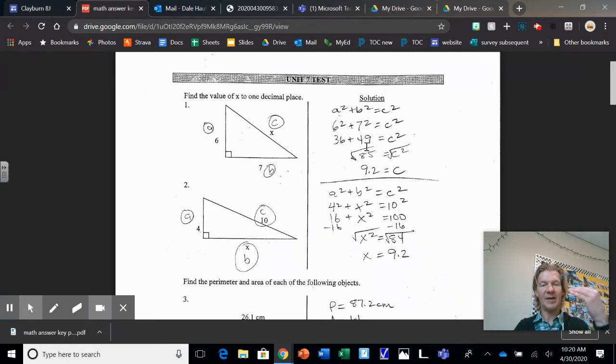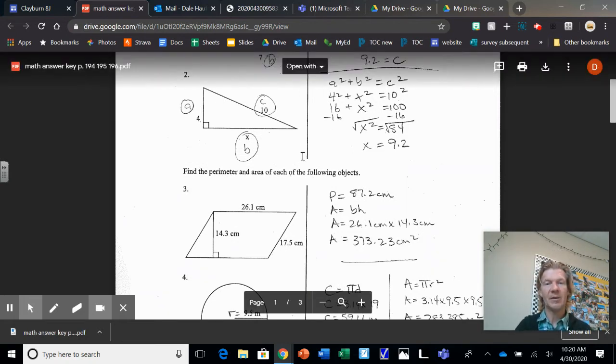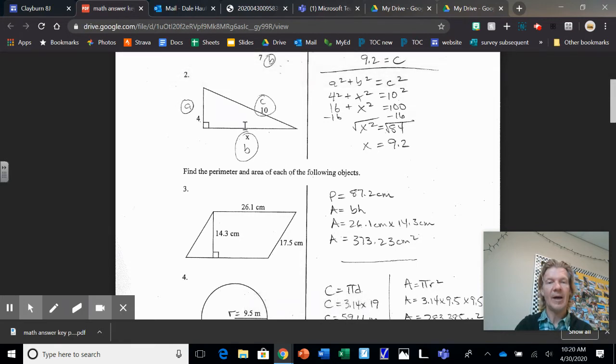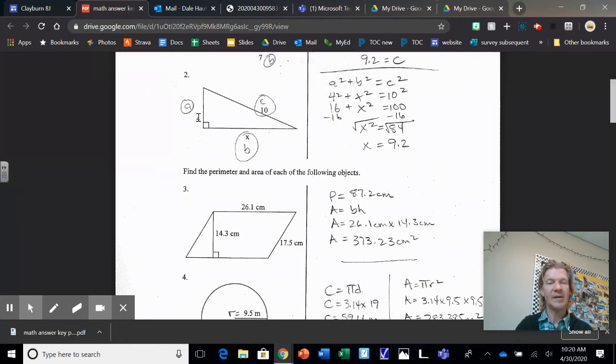So for these, at least these first 3, I'll skip over fairly quickly. So anyway, when I get 85 equals c squared, I take the root of each one, and I end up with 9.2 equals c. Now this one's a little bit different because you're given the hypotenuse here, okay? So you're given c. It says c is 10, this is 4, and I don't know what this x is, don't know what b is over here.